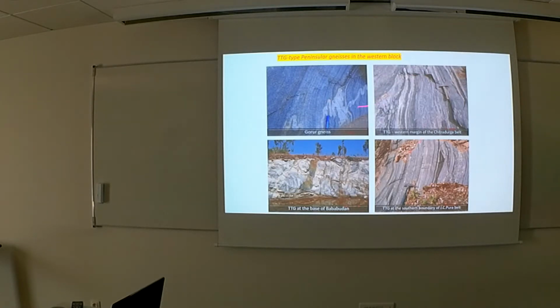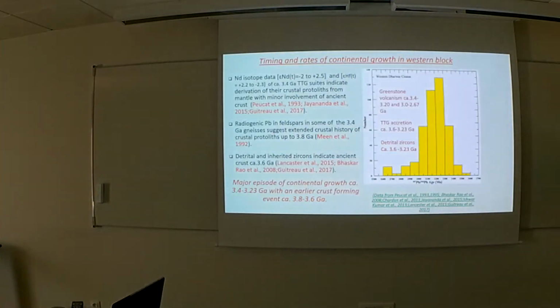Most of the TTGs are 3000. The oldest one is 3600, and the main event is 3400 to 3300. And trondhjemites are injections. This is the terminal event of the TTG accretion. They intruded into the TTG at 3230 million years. After that, there is no TTG accretion in the Dharwar, in the western block.